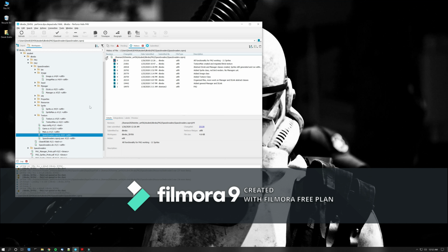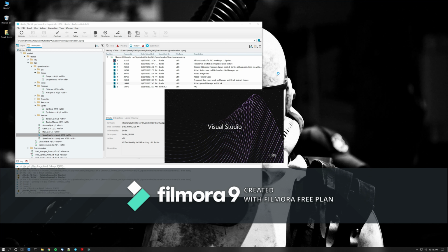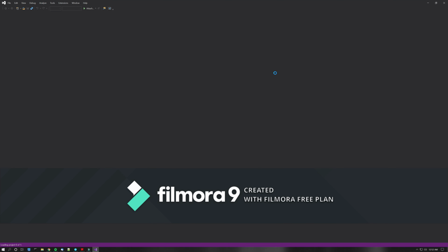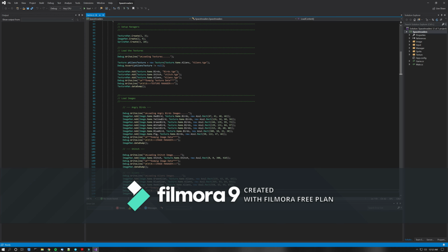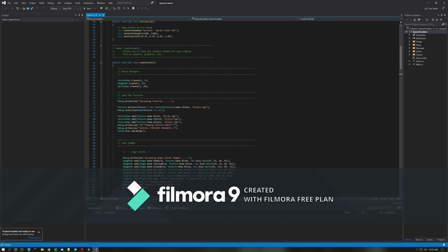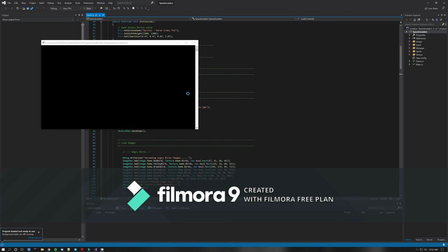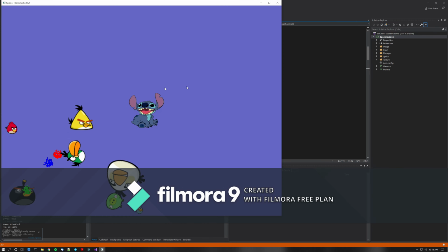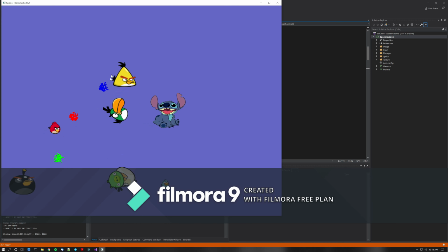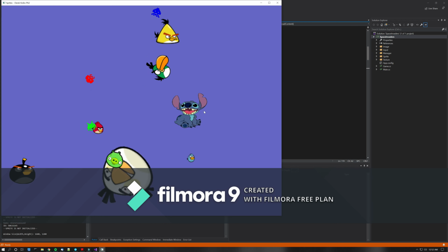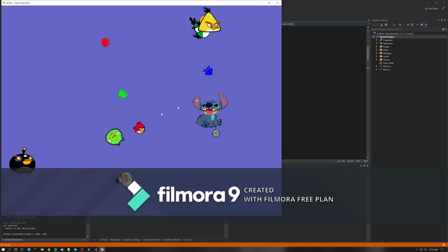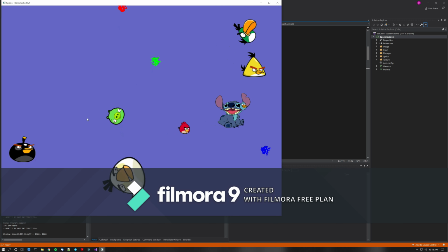Alright, let's take a look at PA2. Alright, let's start it up. And here you'll see I have 3 alien sprites, a Stitch, and then there are 7 Angry Birds sprites moving around here.